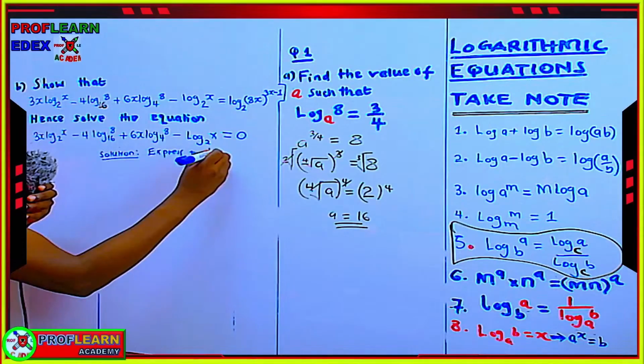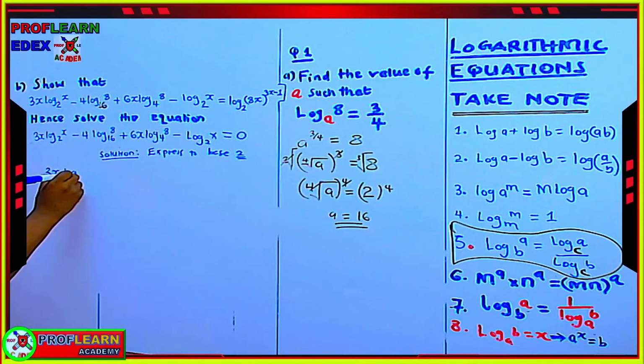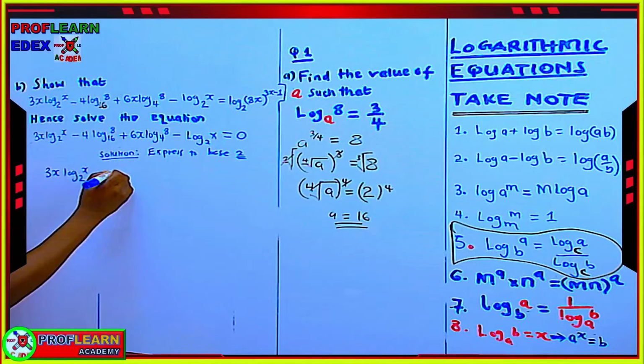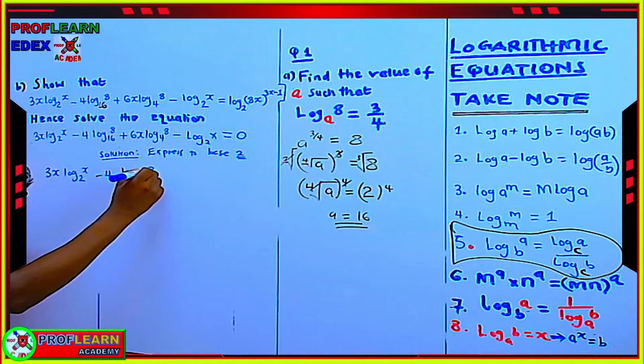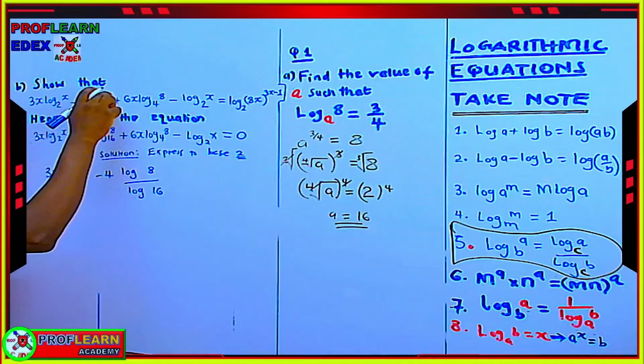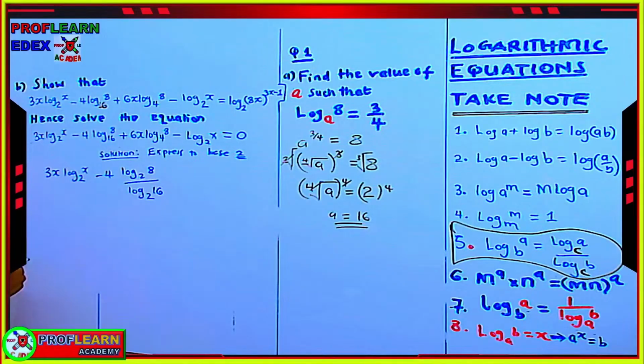Now, in order to work out this, we are going to express everything to base 2. That is the basis. Now, the first term here is 3x log x base 2, which is in the right base, minus 4. This is log 8 base 16. So we are going to express that to base 2. So we are going to say log 8 over log 16, then we introduce the new base that we are interested in.